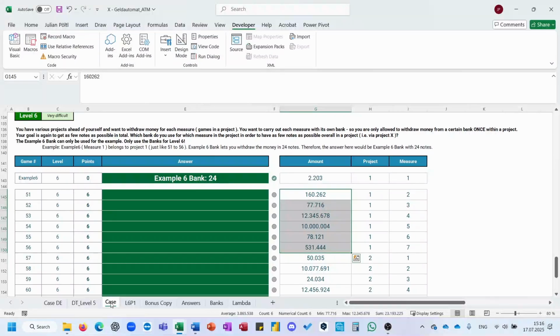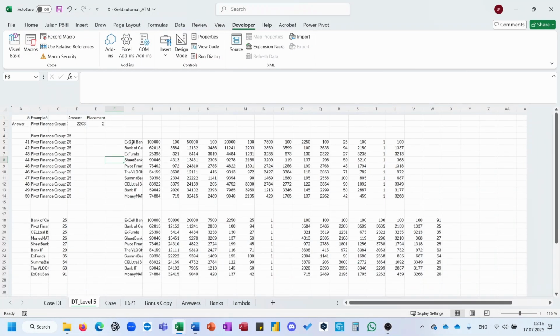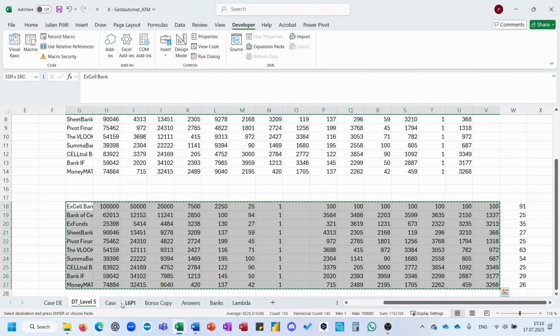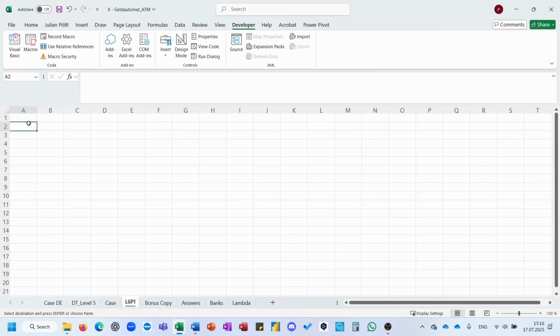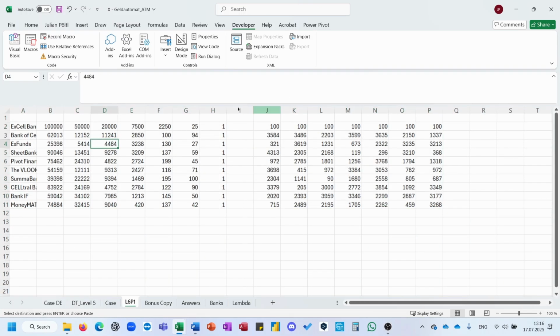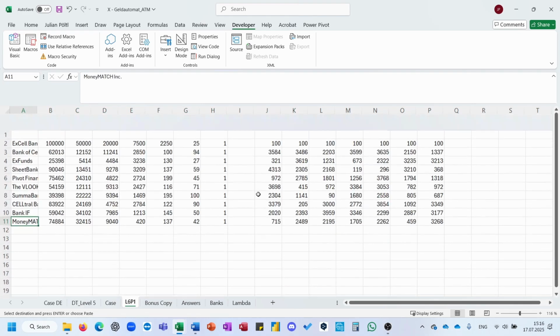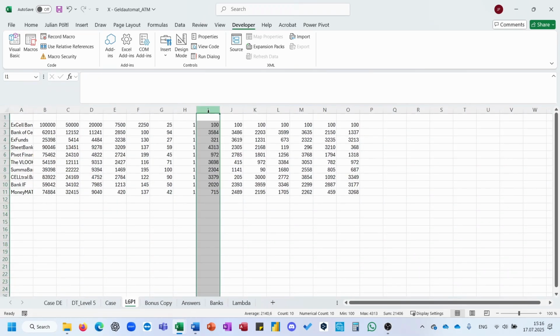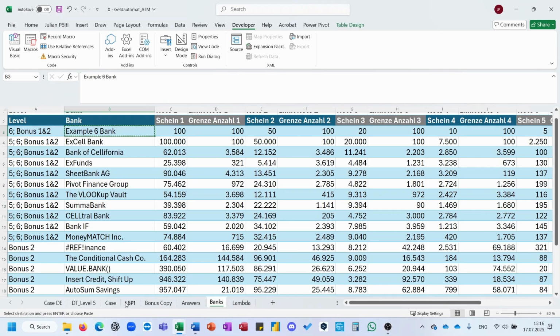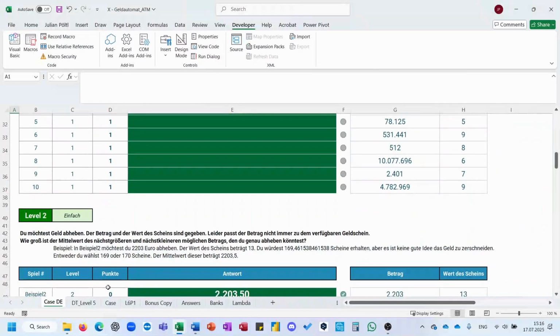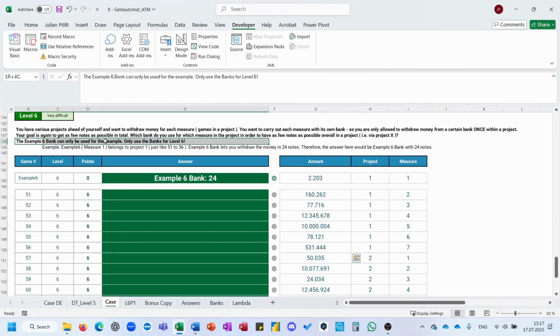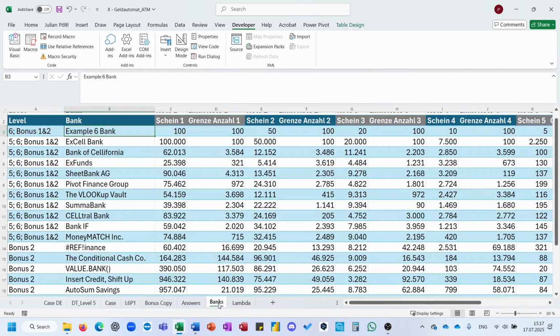So I have kind of copied this here in, not in the, yeah, here we go. In this corner, and now also including example bank. Example 6 bank. Oh no, sorry. I was wrong. The example 6 bank is only used for the example. Yeah. It's a little bit tricky with this input based on level, so yeah.